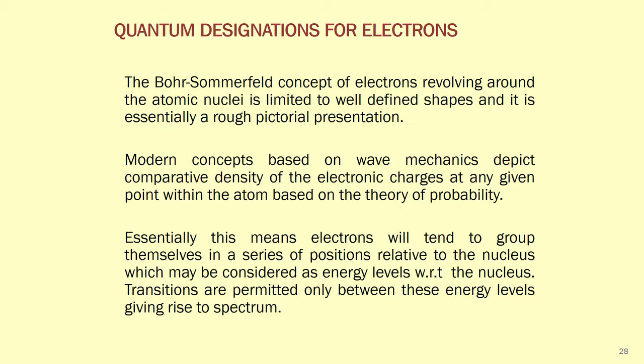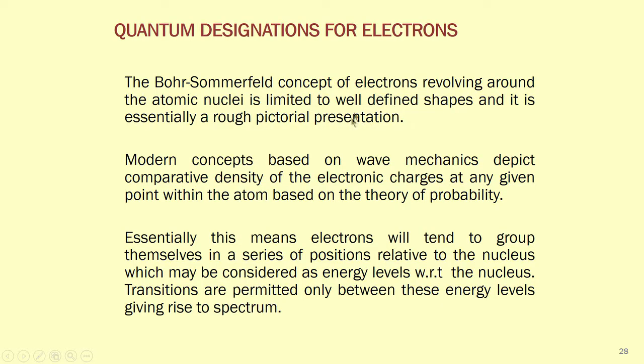So, the Bohr-Sommerfeld concept of electrons revolving around the atomic nuclei is definitely related to well defined shapes, and it is essentially a rough practical pictorial presentation. Obviously, we cannot define a space around the nucleus in which the electron keeps on moving; it cannot be traced exactly. If a ball is moving around you, you tie a string to the ball and then move it around, your eye can pinpoint wherever it is, but with electrons it does not happen so. So, what it describes is a sort of shape, and it is essentially a rough pictorial presentation.